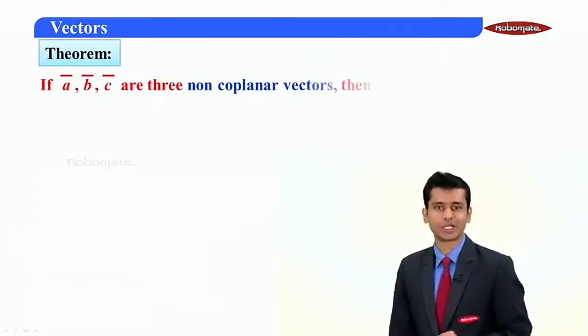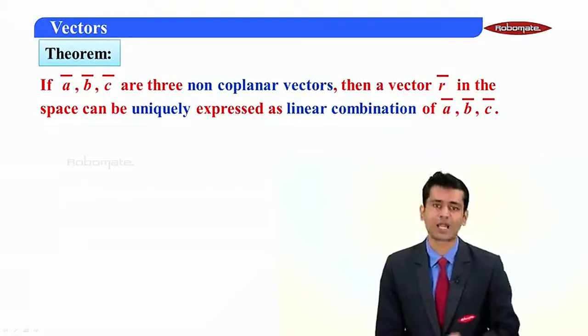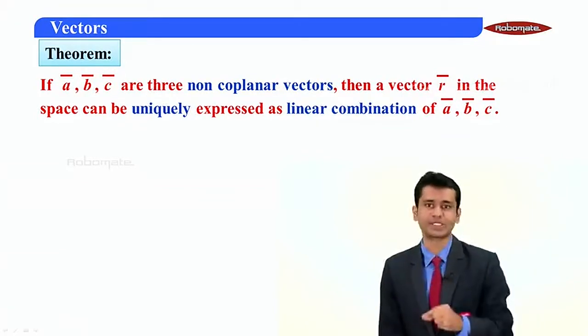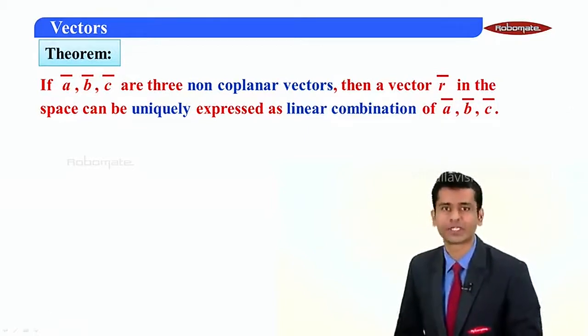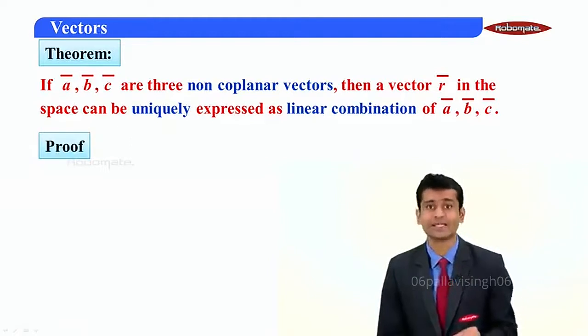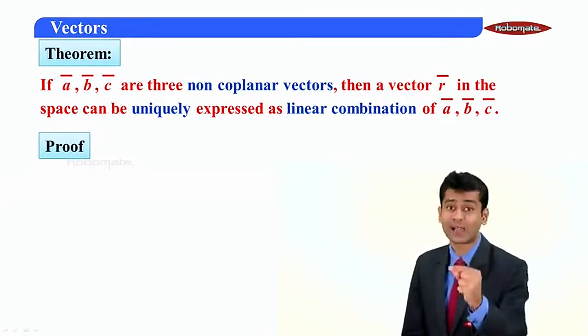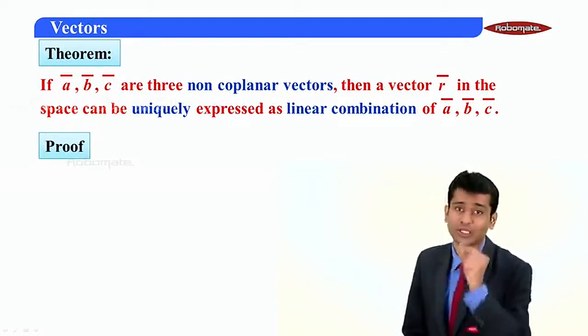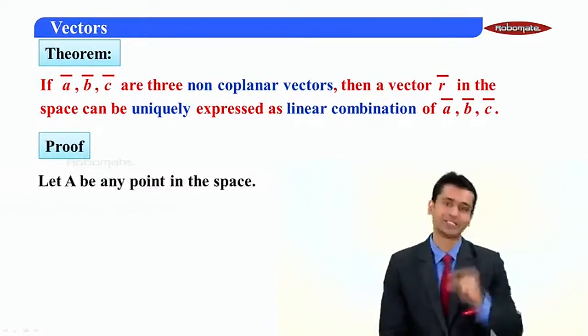The theorem states that if vectors a bar, b bar, c bar are non-coplanar vectors, then any vector r bar in space can be uniquely represented as a linear combination of a bar, b bar, c bar. That is, r bar equals x a bar plus y b bar plus z c bar, where x, y, z should be unique scalars. Let us see the proof.